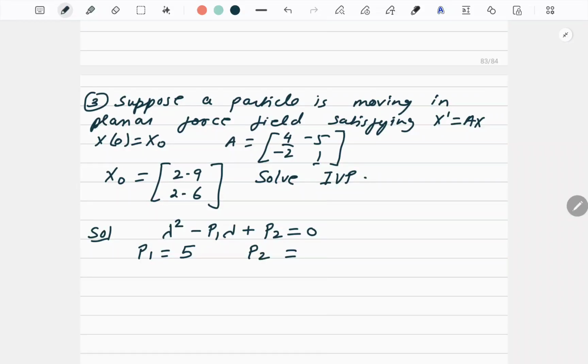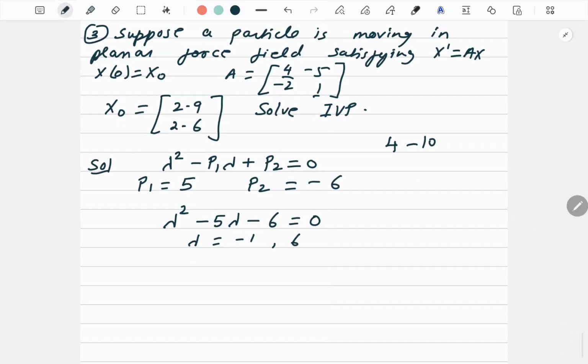P2 is the determinant value. What is the determinant value here? 4 ones are 4 minus 5 twos are 10. So minus 6. So p2 is minus 6. So what is my characteristic equation? Lambda square minus 5 lambda minus 6 is equal to 0. If you solve this equation, lambda is equal to minus 1 and 6. So lambda 1 I got, lambda 2 I got.